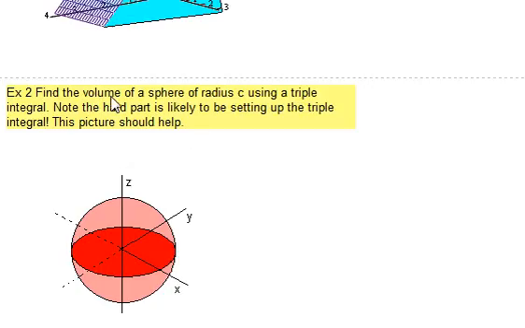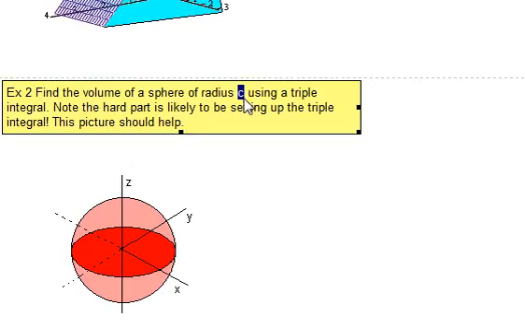And for our next example, we're going to look at finding the volume of a sphere of radius c using a triple integral. You may have done this in Calculus 2 as a solid of revolution. This is as a triple integral. The hard part likely being setting up our triple integral, because our function is just going to be f of x, y, z equals 1. Yes, that's right. So the tricky part is finding our limits of integration.